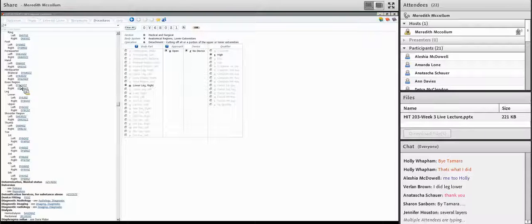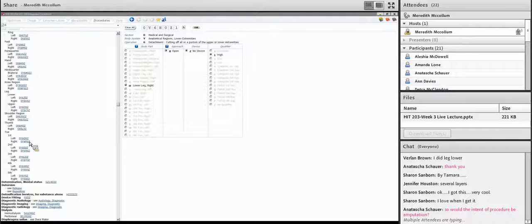Okay, let me see if there's... I'm just looking at... I'm glad you got it. Is there any other questions that I can answer for you? Yes, so the intent of the procedure is the amputation. That is the intent. They're going in to amputate.